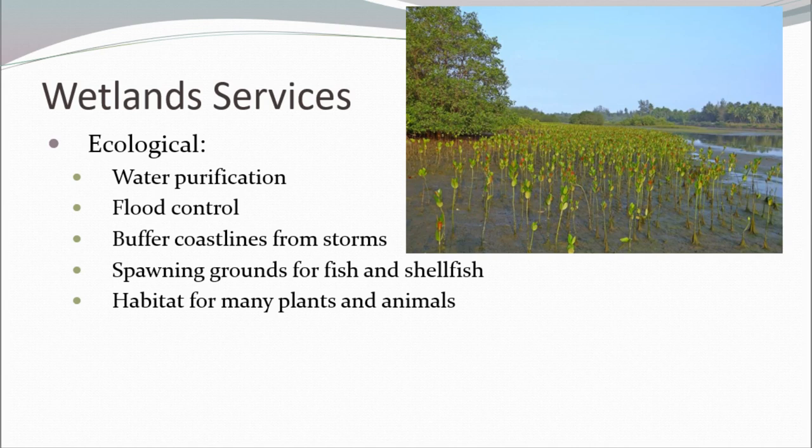Now, as far as their contact with other bodies of water, wetlands are really important, in particular estuaries, for buffering coastlines from storms. All these root systems and these plants help slow down water that's encroaching, and so it stops erosion and protects the land further inland from rising storm surges and things like that.